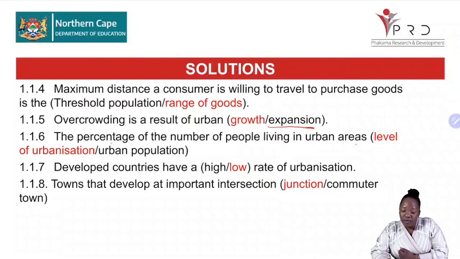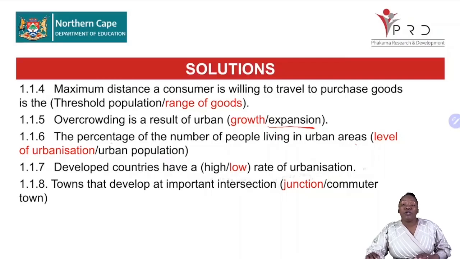Your number 7, developed countries. You'll remember those are the countries that are rich. And also, they have a low rate of urbanization. Remember, these countries that are rich, it means all the services are in order. So each and every one is having an employment or a sort of business. So there is no need for them to move into the urban areas. So therefore, the rate of urbanization is low.